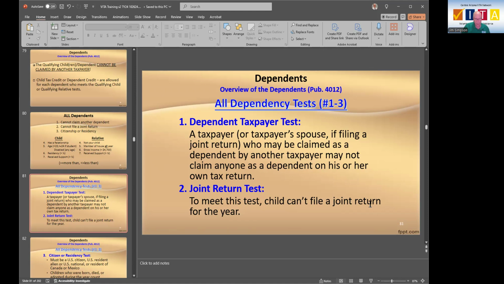The joint return test. The child can't file a joint return for the year. In other words, they could be married. You've got a 21-year-old who got married, and him and his spouse live with you, and you want to claim them as dependents, right? You can't do that if they're filing a joint return.